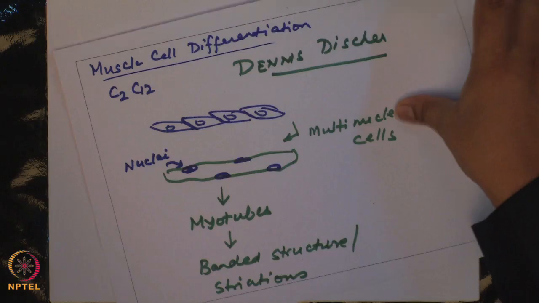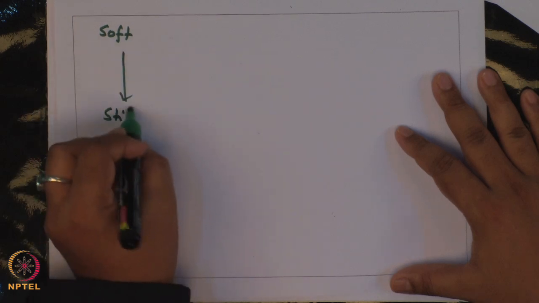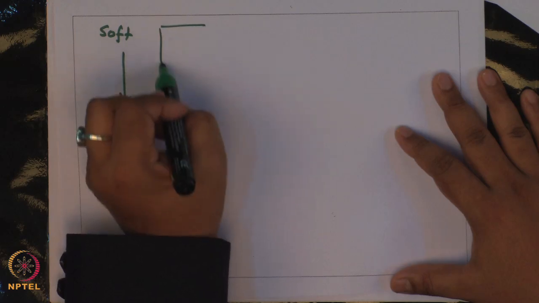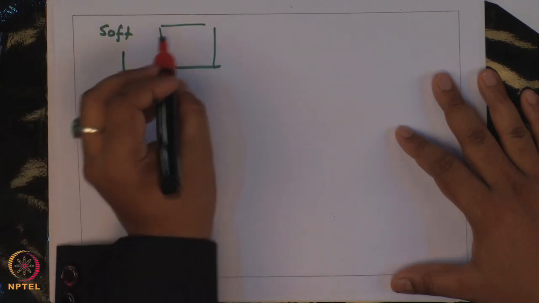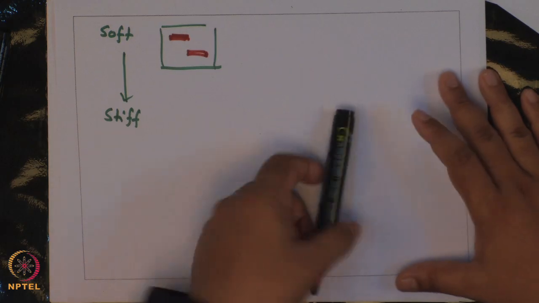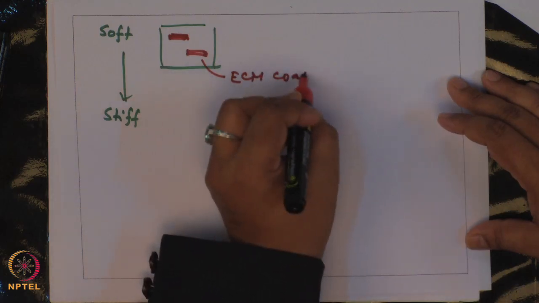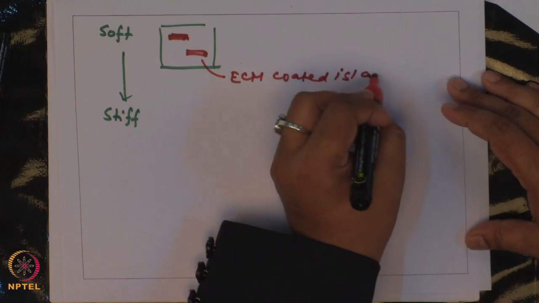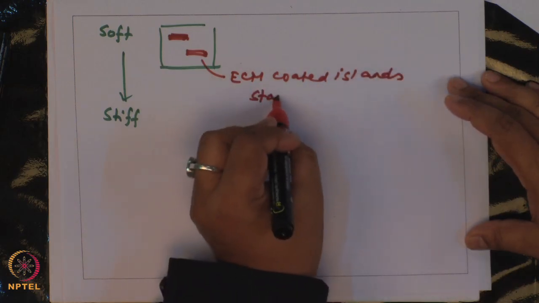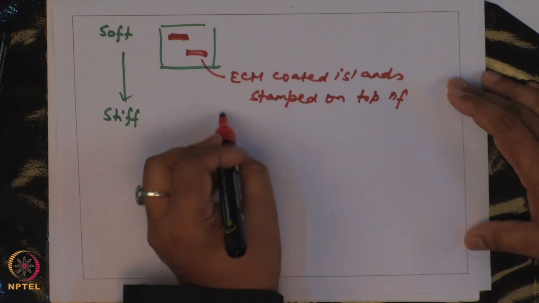Okay. So, what the study demonstrated was if you took different substrates, from soft all the way to stiff, and on these gels what the authors did was they patterned these islands. Okay. So, these are ECM coated islands stamped on top of polyacrylamide gels.